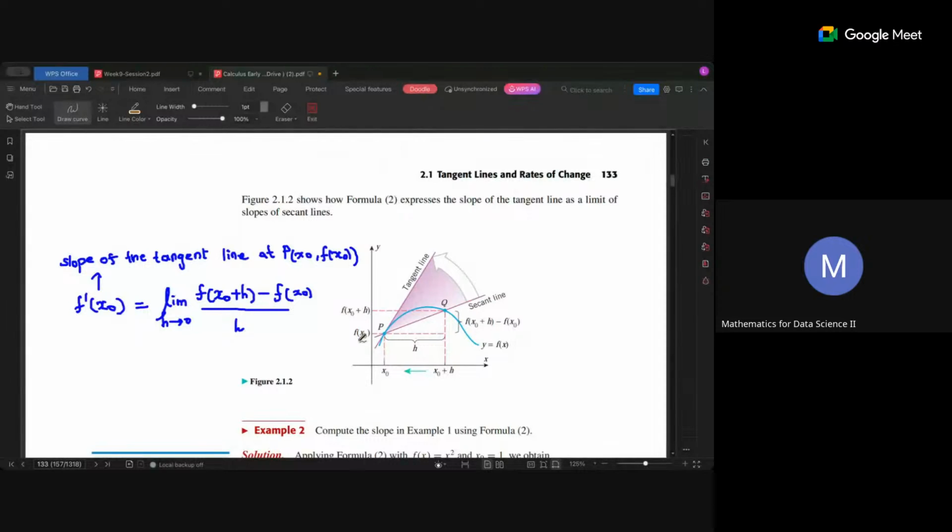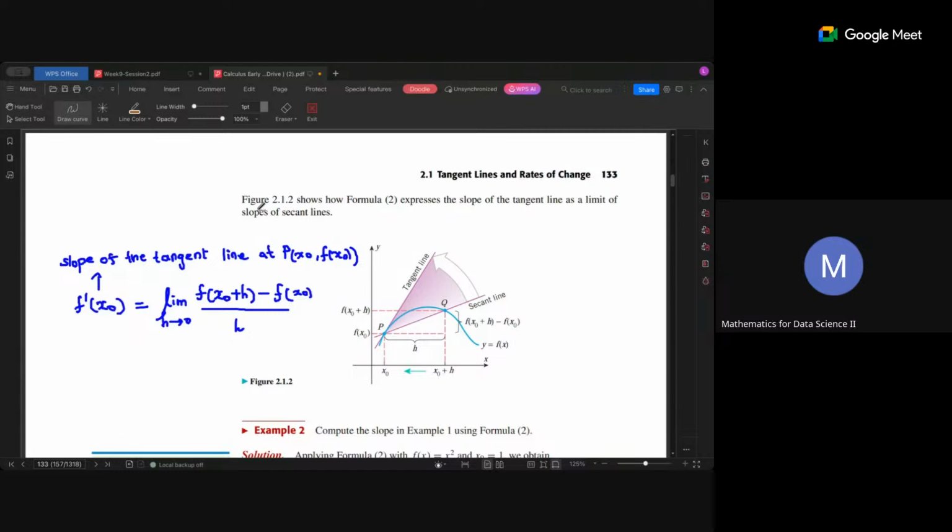You take this secant line and bring it as close as possible by making h go to 0. The slope of this tangent line is the limit of the slope of the secant line. And the slope of the secant line is f of x naught plus h minus f of x naught, divided by h. This is what we do in the case of one dimension. I'm just quickly recalling, not explaining anything here.